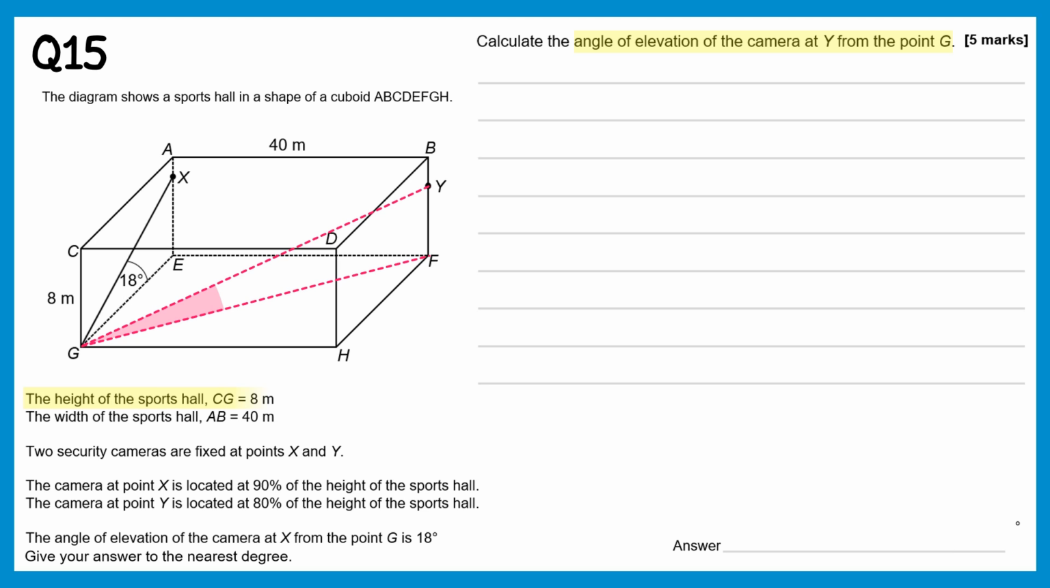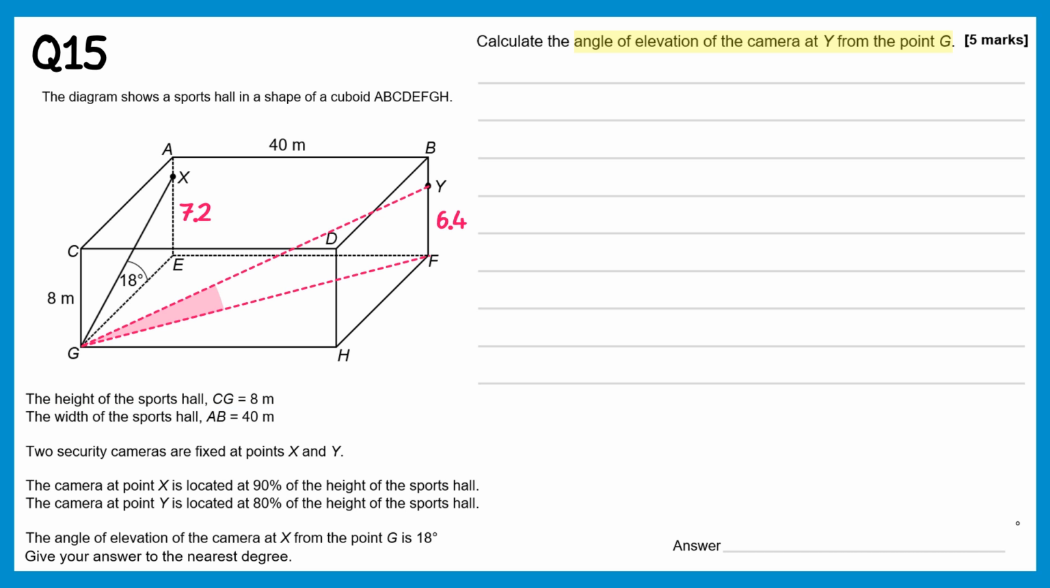We've been told the height of the sports hall, which is represented by CG, is 8 meters. We've also been told some information about the heights of the two cameras. So the camera at point X is 90% of the height, and the camera at Y is 80% of the height. So if the height of the sports hall is 8 meters, let's do 90% of that. You can just multiply it by 0.9, and that'll give you 7.2. So the height of the camera at X is 7.2, and then do the same idea but with 80%, so 8 times 0.8 gives you 6.4. So the camera at Y is 6.4 meters high.